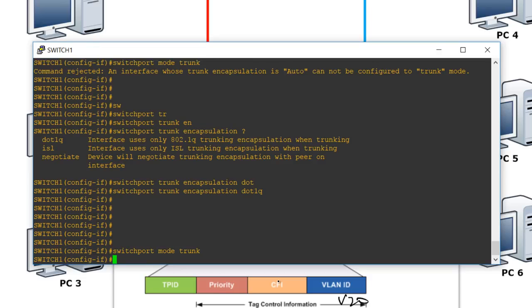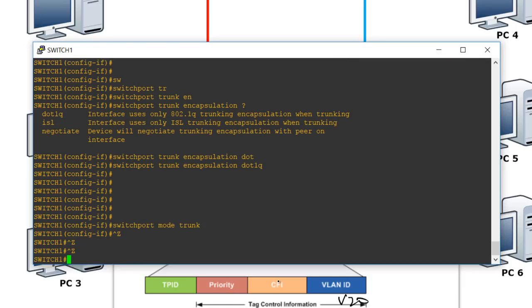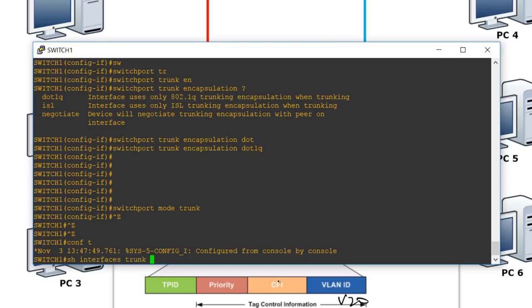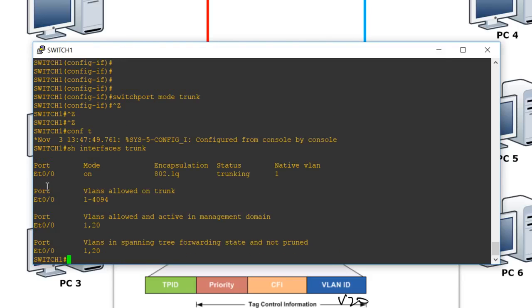Older switches, if both the switches supported ISL, by default Cisco switches would take ISL because that is proprietary. If one of the switches supported both ISL and .1q and the other switch supported only .1q, it would always take .1q because that's what both of them could do. And like I said, in newer switches we don't even have to consider that because it's always going to be a .1q encapsulation.